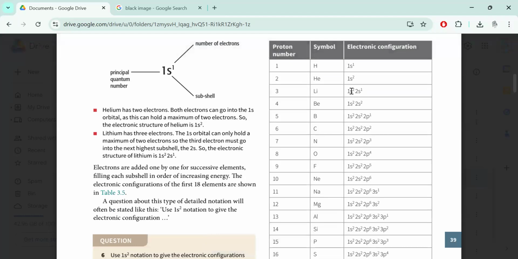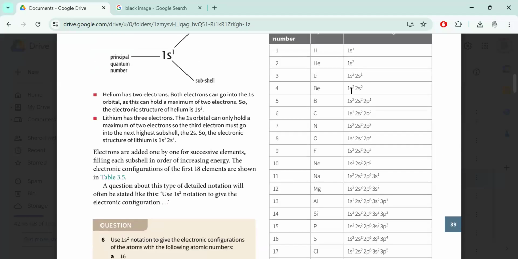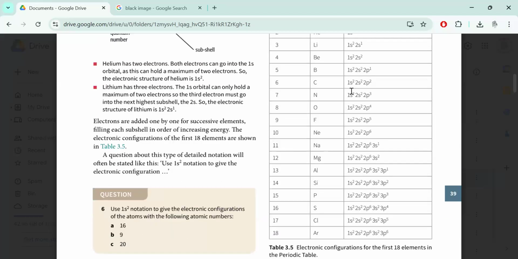So electrons are added one by one for successive elements, filling each subshell in order of increasing energy. The configurations of the first 18 elements are shown in table 3.5, as you can see right here, up to argon. So this is actually really easy here.